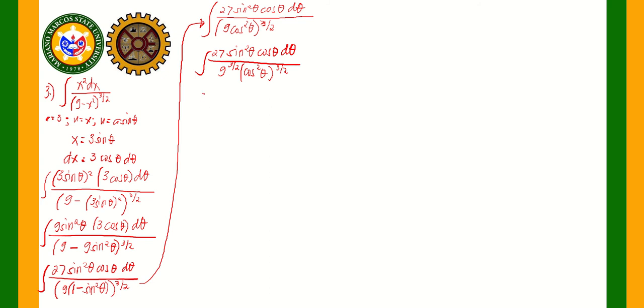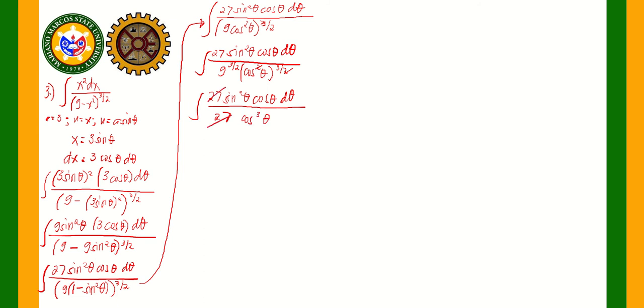So, this is 27 sine squared theta cosine theta d theta all over 9 raised to 3 over 2, which is equal to 27. And then cosine squared theta raised to 3 over 2. Okay, so let's recall again the rules of exponents. What do we do if an exponent is raised to another exponent? We are going to multiply those. So 2 times 3 over 2, this will cancel. So we will be left with cosine cubed theta.